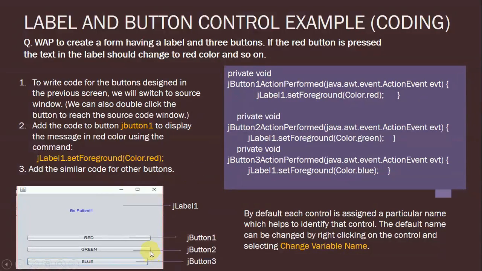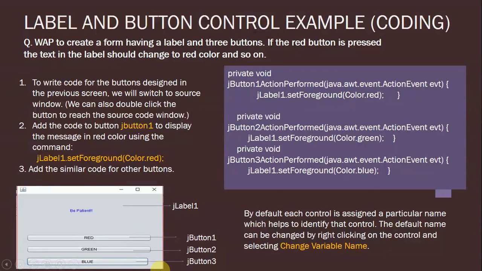Similarly, I will click on the other two buttons and add the command JLabel1.setForeground(Color.green) for the second button, and for the third button I will add the command JLabel1.setForeground(Color.blue). So after adding the code to all the buttons, I will run my program.